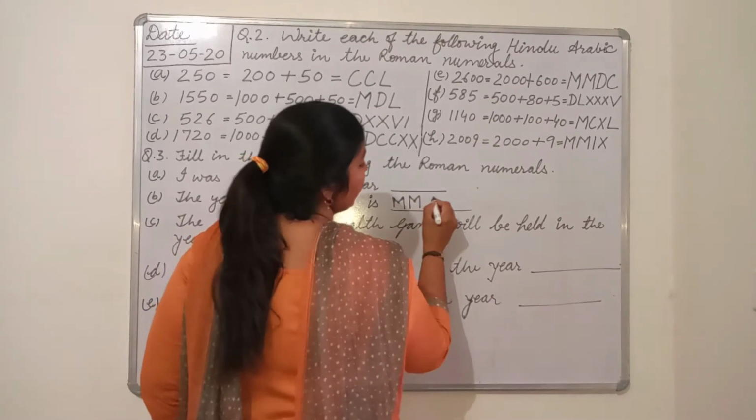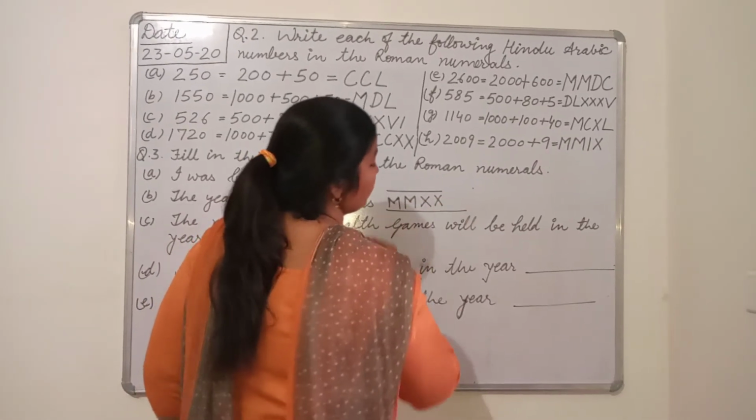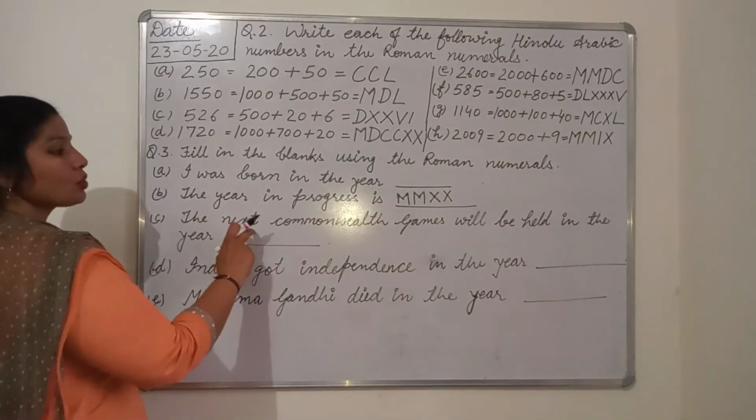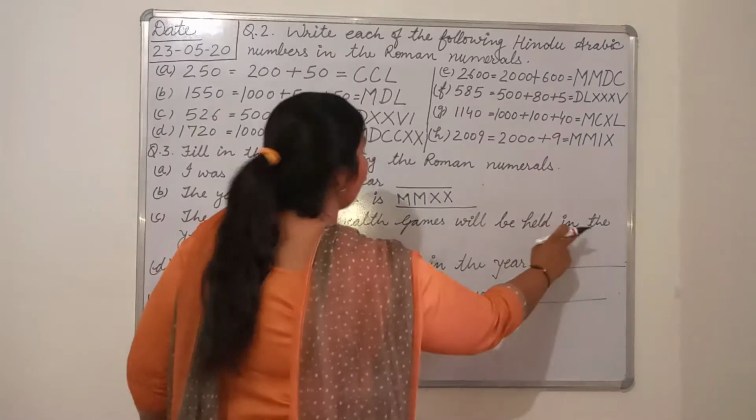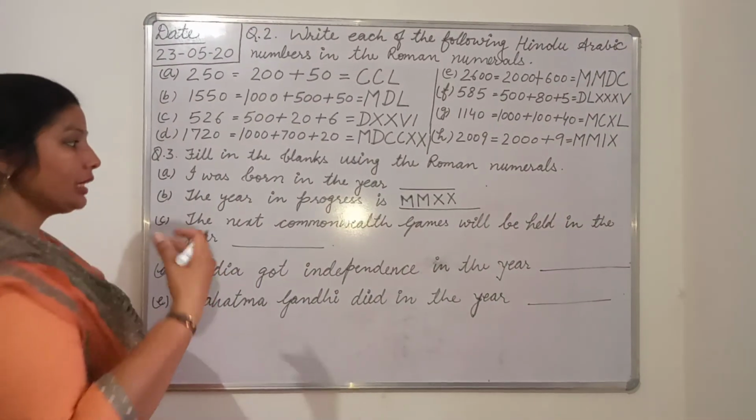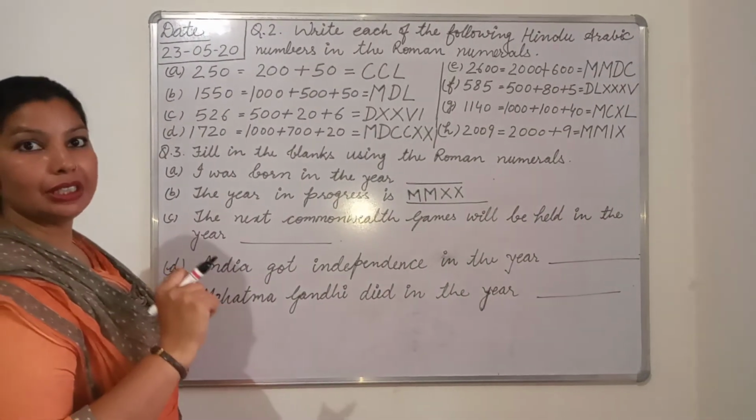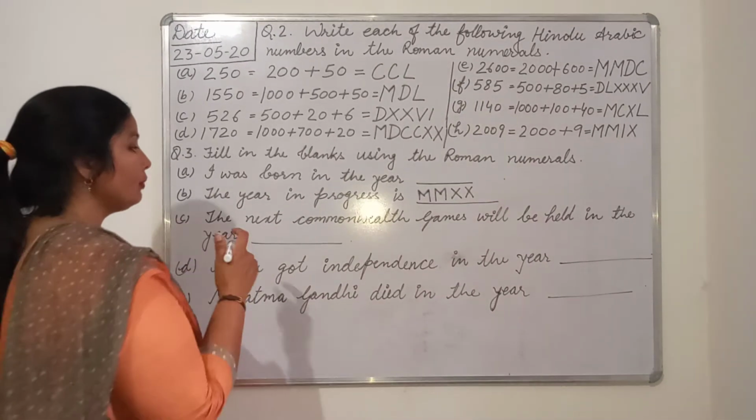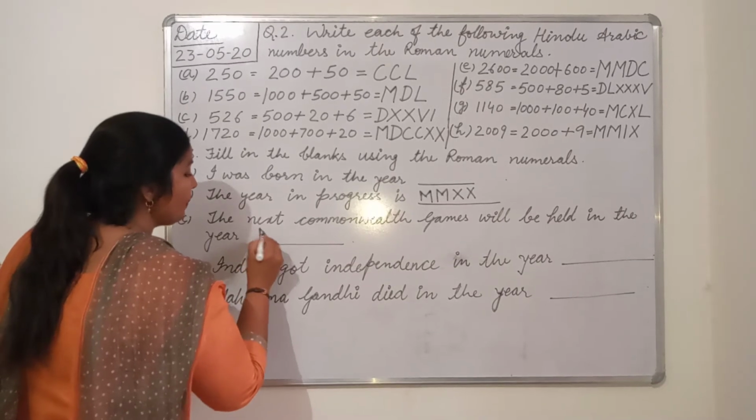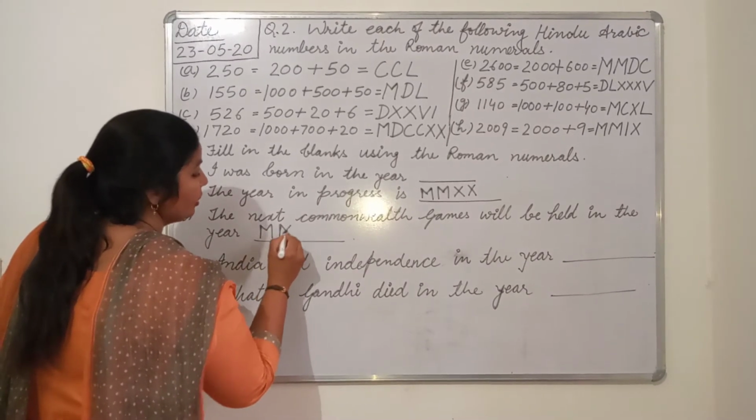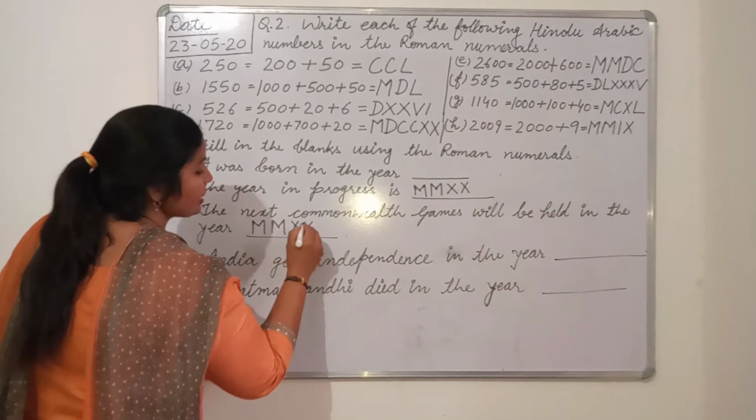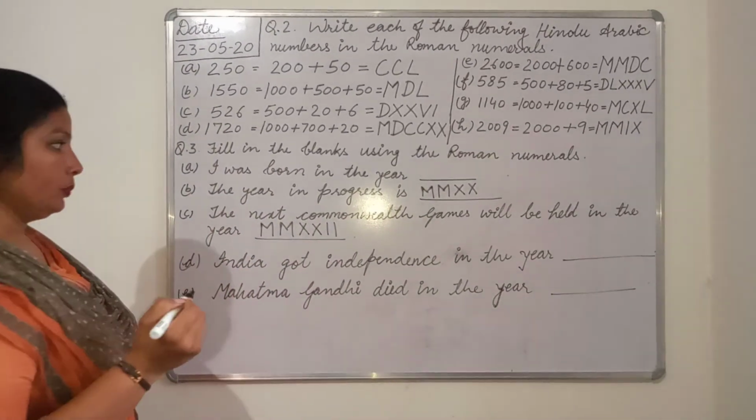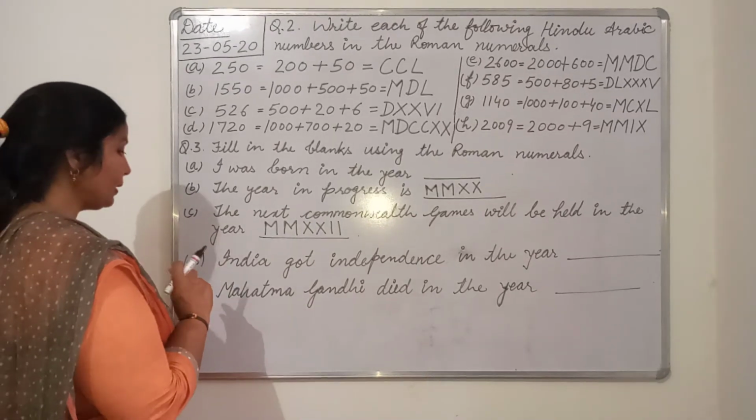And for 20, X. So it's 2020. Now the next Commonwealth Games will be held in which year? In 2022. Okay. So how will we write 2022? M... 20 is XX, now 2 is II. So 2022.